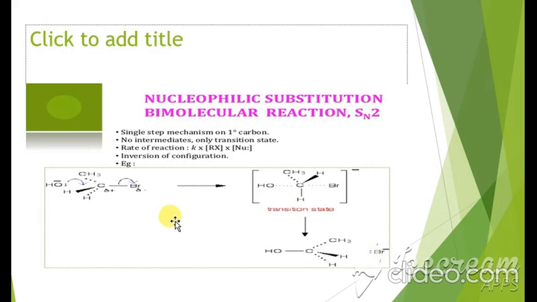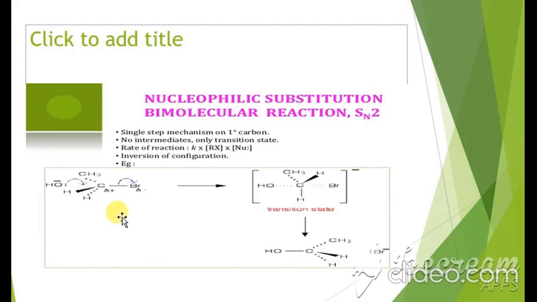Why? Here are the following points. Point number 1: it's a single step reaction. The hydroxyl group attacks and the bromide leaves in the same step. So it's a single step reaction. No intermediate stage is formed. Here a particular transition state is formed where the bond breaking and the bond formation take place at the same time. Now, these two points are very important.